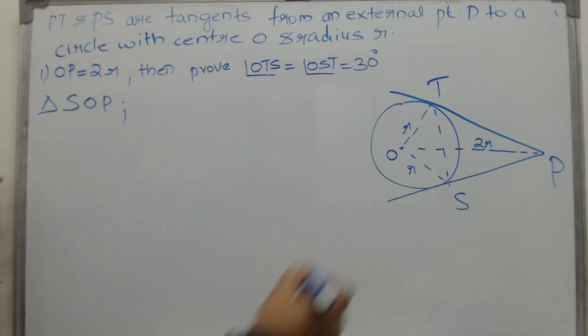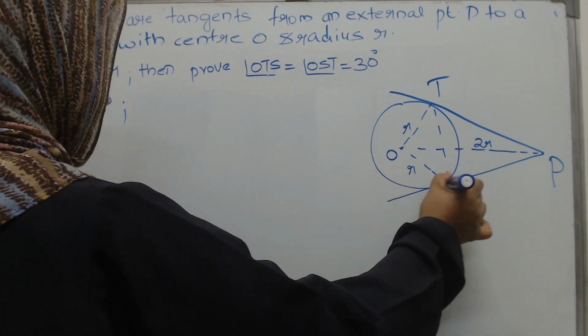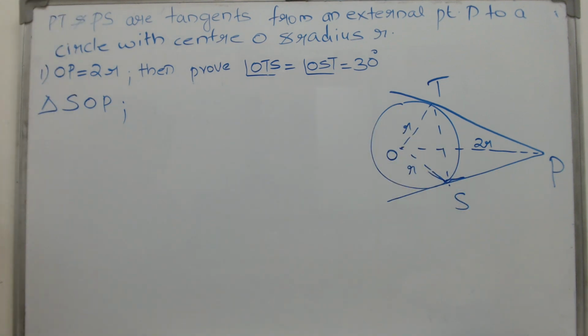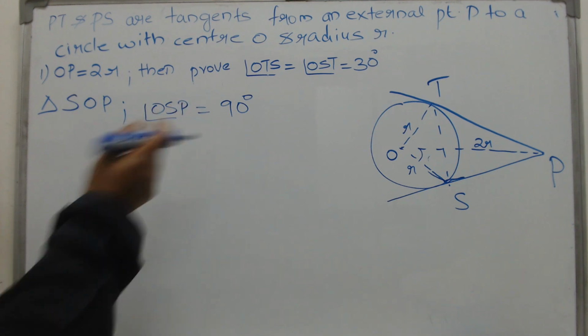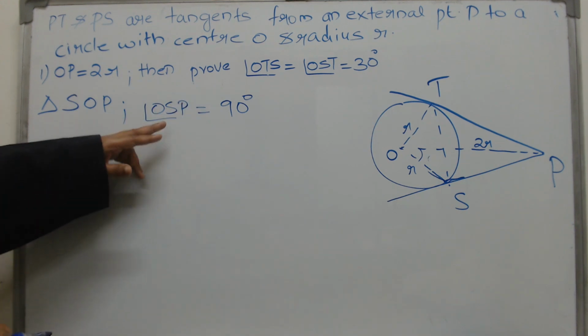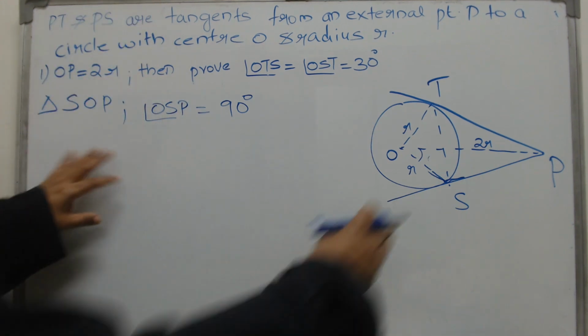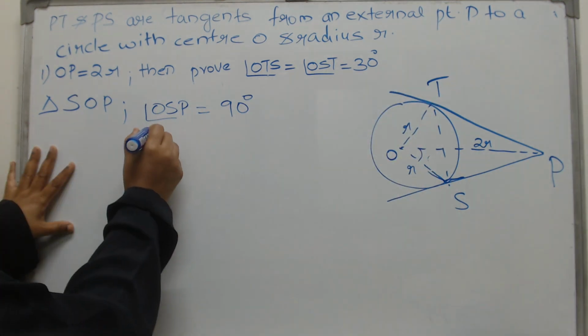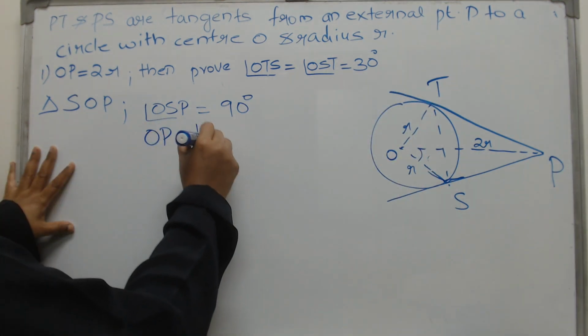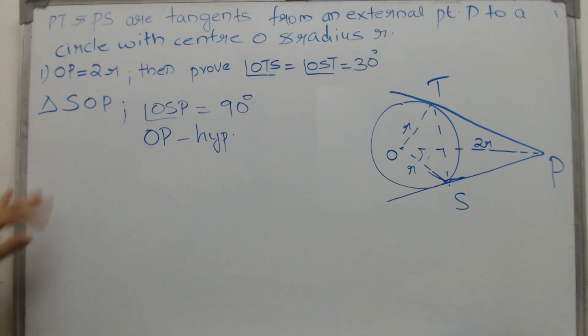Now, what about angle OSP? We know that it is 90 degrees. Why is that? At the point of contact, a tangent and the radius are perpendicular to each other. Now, if OSP is 90 degrees, the hypotenuse is the side of the triangle opposite to it, the side which does not touch it at all, which is what? OP. So that is its hypotenuse.